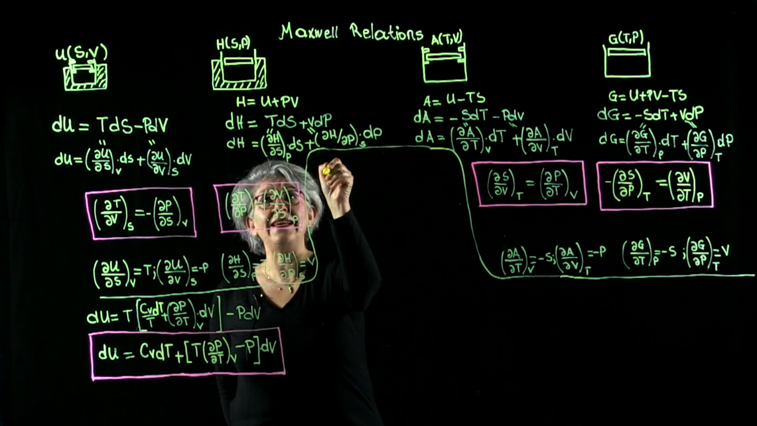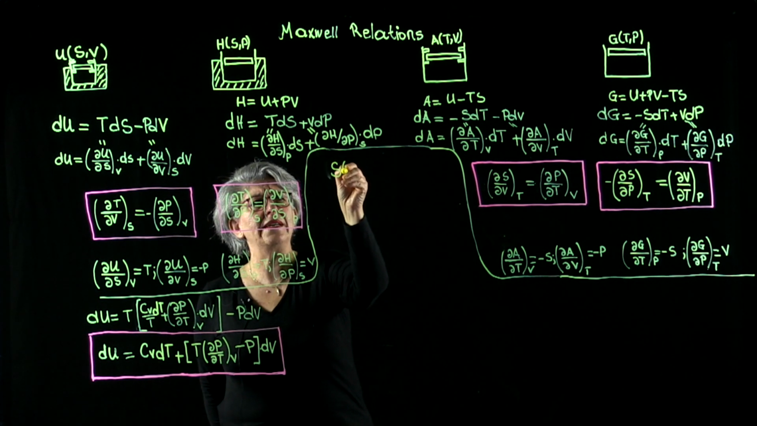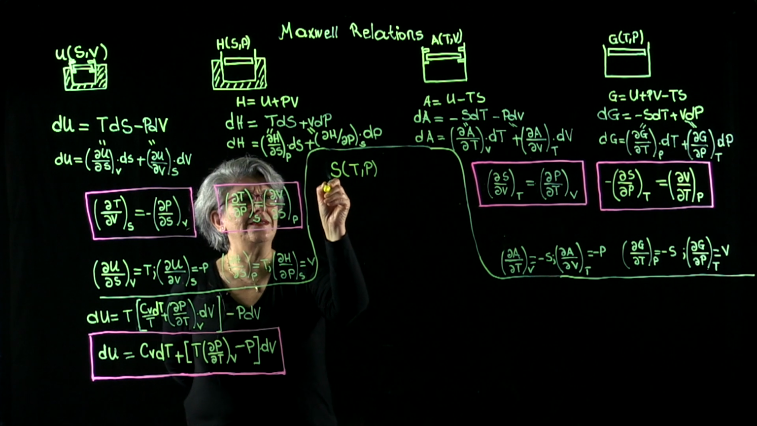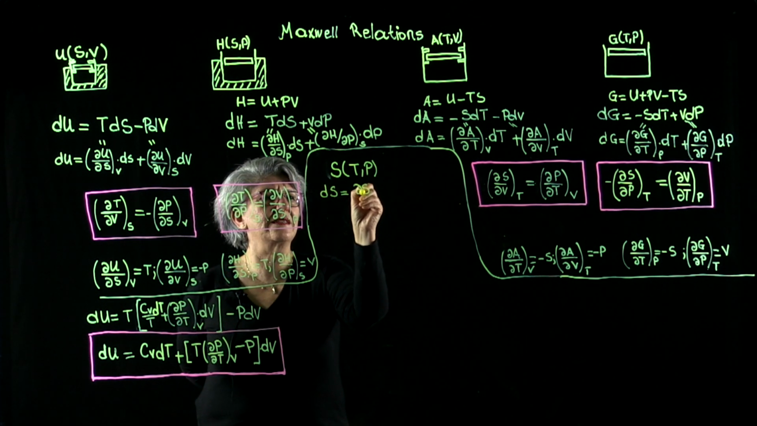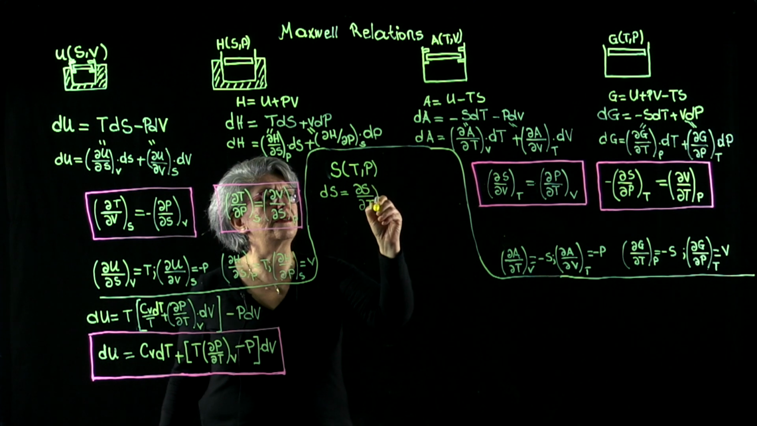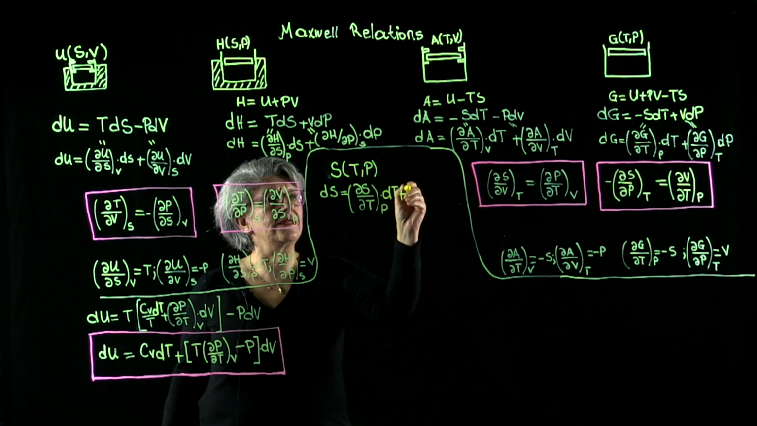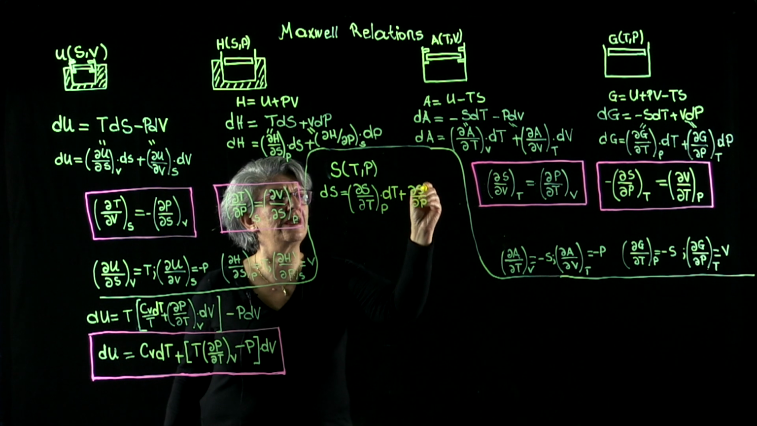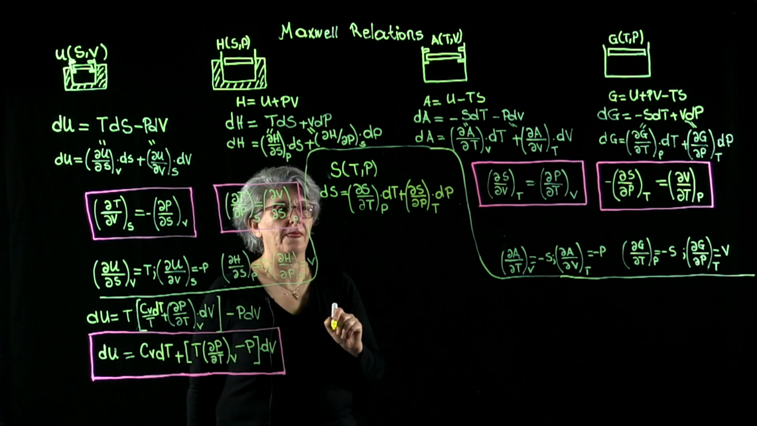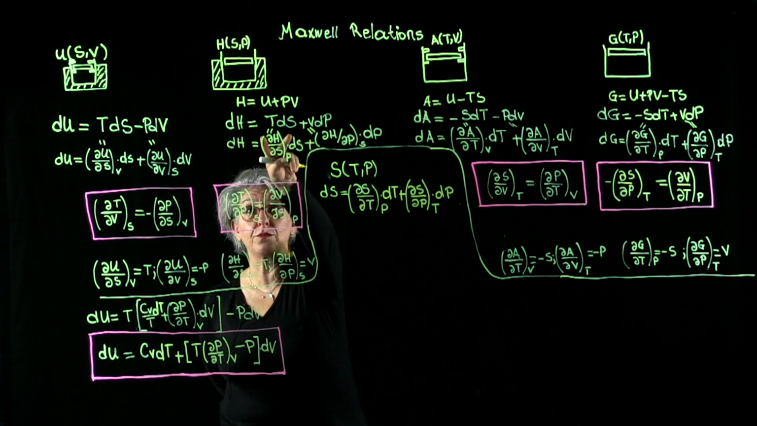Now, again, I'm going to express entropy as a function of T and P. I will derive dS as del S over del T at constant P dT plus del S over del P at constant T times dP. Again, in order to find this, I will start from dH.